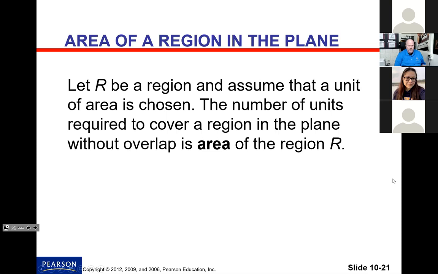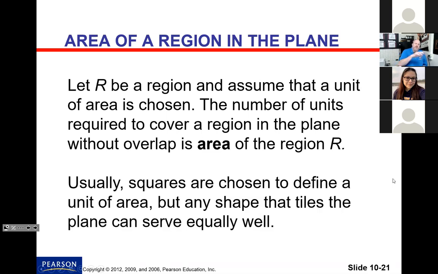And normally when we talk about that, usually squares are chosen to define a unit of area. Like if you took, for instance, I'm looking right now at my floor in my classroom, it's square tiles, and I could count up all these tiles and that would tell me the area in square feet of this classroom, right? Normally that's the common one, squares. If you talk about carpet, it's in square feet, or square yards, right?